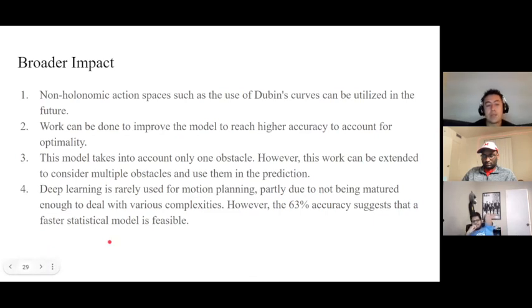Deep learning is rarely used for motion planning, partly because it is not mature enough to deal with varied complexities. As we explained before, we have several things that we have to consider to analyze and train this model. For this reason, we have considered 73% accuracy as a feasible model that is going to converge faster.